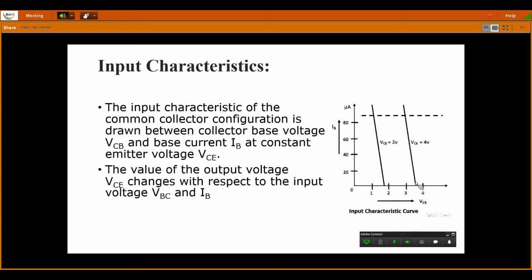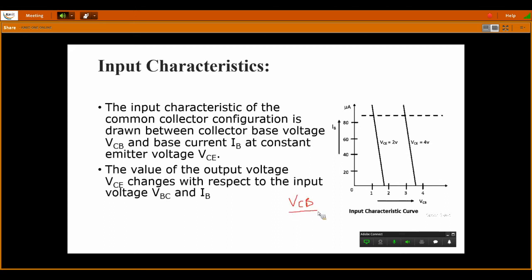Hence the value of the output voltage VCE changes with respect to the input voltages, and we note down the base current. From this we can find the input resistance by taking the input voltage with respect to its input current.